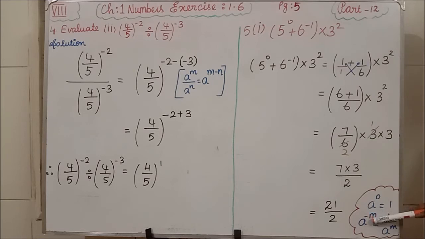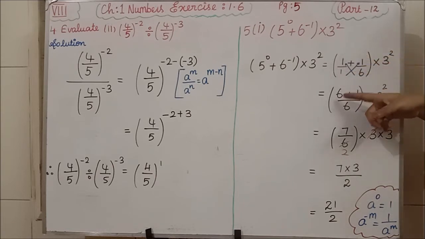A power minus m means 1 divided by a power m we have to write. So 1 divided by 6 power 1. 6 power 1, if you write, if you are not writing also no problem, because 6 power 1 answer is what? 6 only, into 3 square. The next step I am doing the cross multiplication. 6 into 1 is 6, 1 into 1 is 1, divided by 1, 6 are 6, into 3 square.